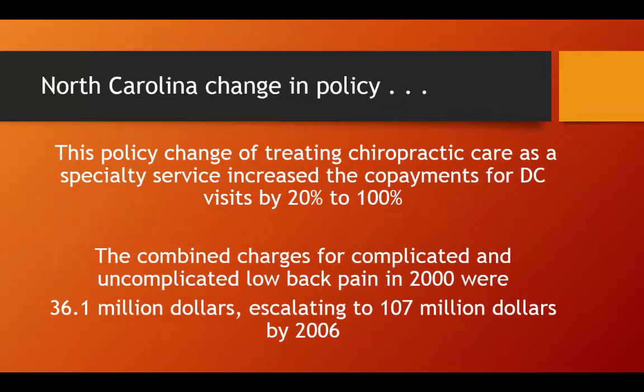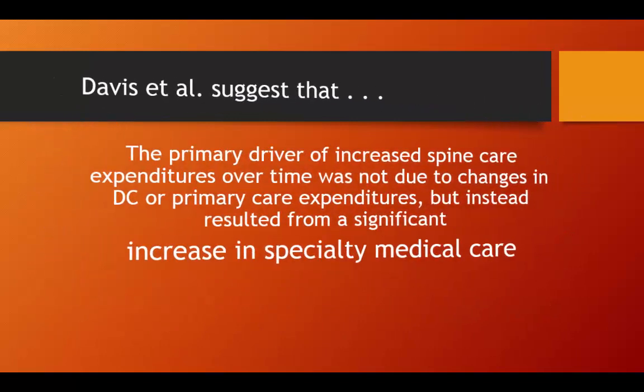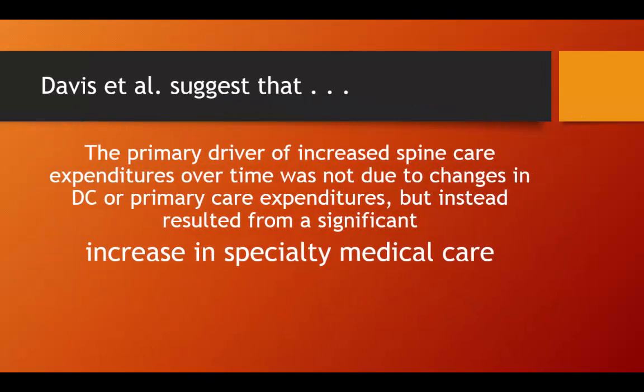Important to the analysis and discussion of the findings is that North Carolina changed a key policy. This policy change of treating chiropractic care as a specialty service increased the co-payments for DC visits by 20% to 100%. The data used by Davis et al. from the Medical Expenditure Panel Survey between 1998 and 2008 suggests that the primary driver of increased spine care expenditures over time was not due to charges in DC or primary care expenditures, but instead resulted from a significant increase in specialty medical care.